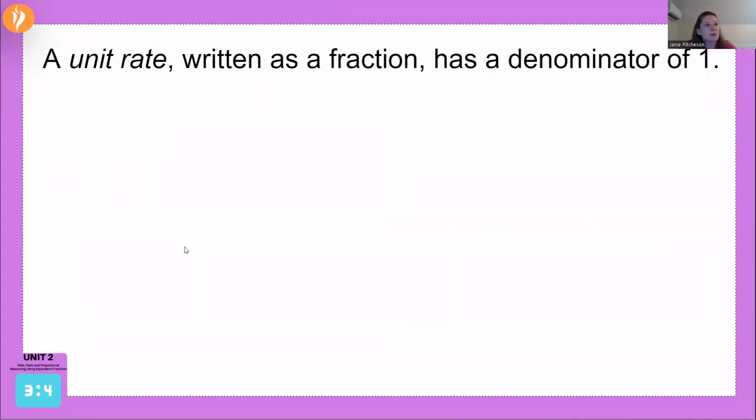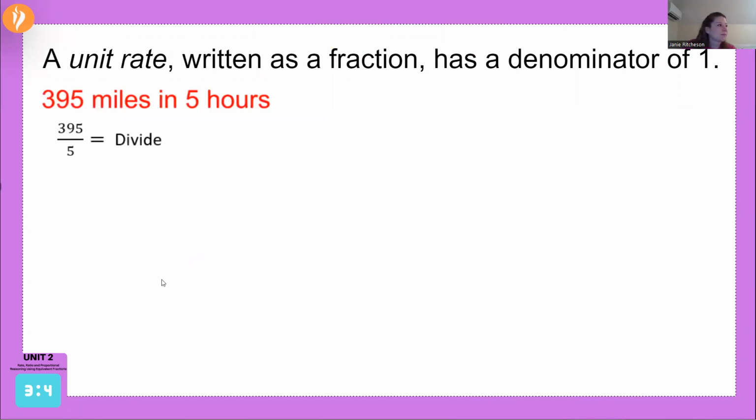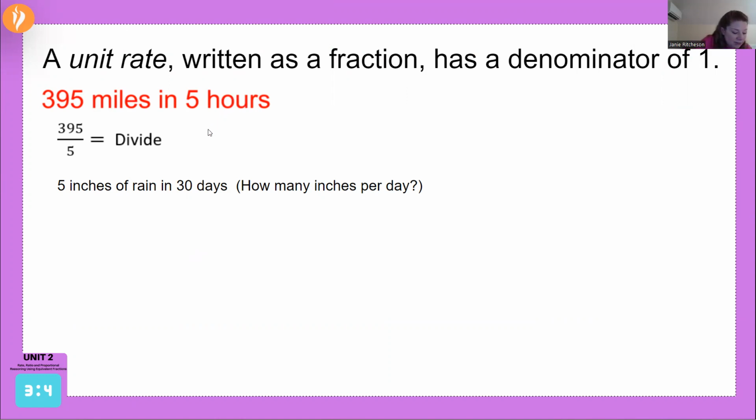A unit rate written as a fraction has a denominator of 1. So if I drive 395 miles in 5 hours, that's my rate, 395 miles in 5 hours. To get the unit rate, I'm going to divide the number of miles by the number of hours, and 395 divided by 5 is 79. So that unit rate is 79 miles per hour.